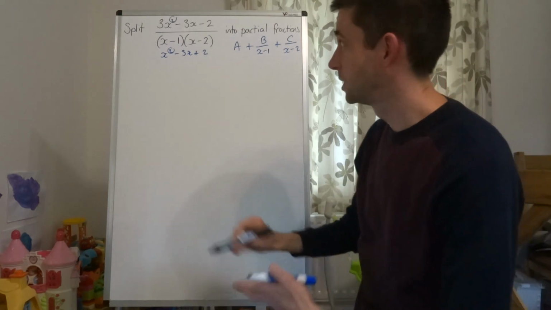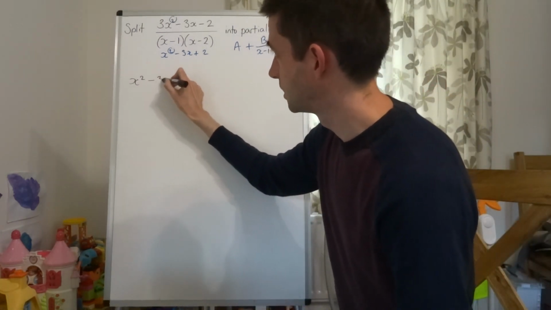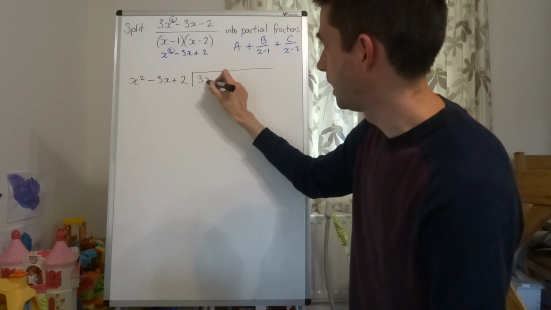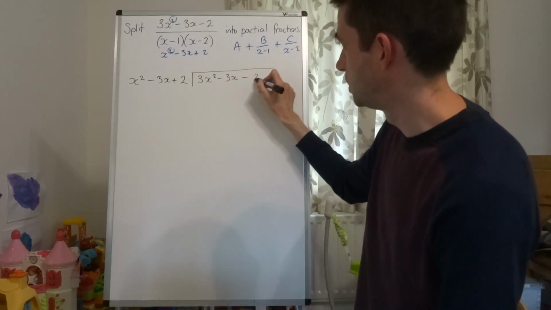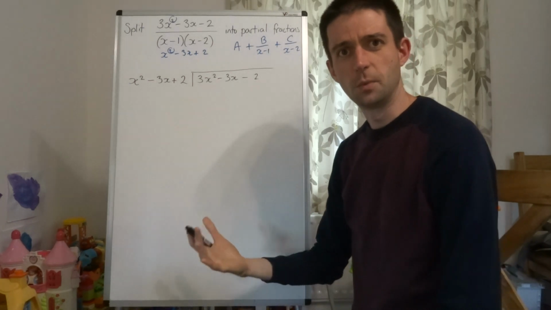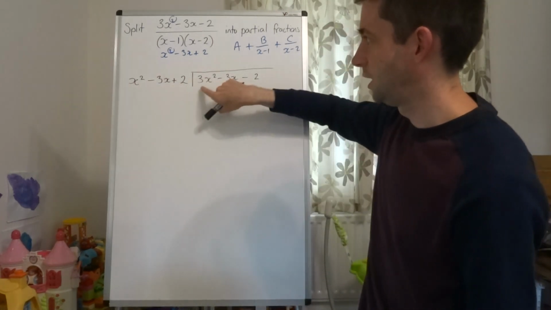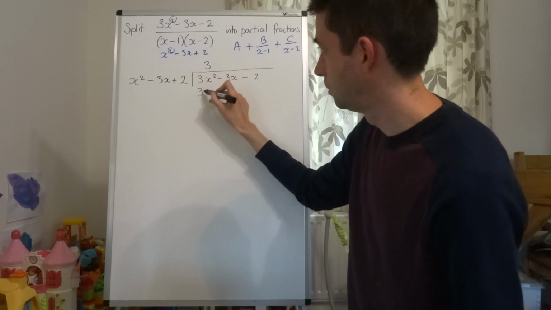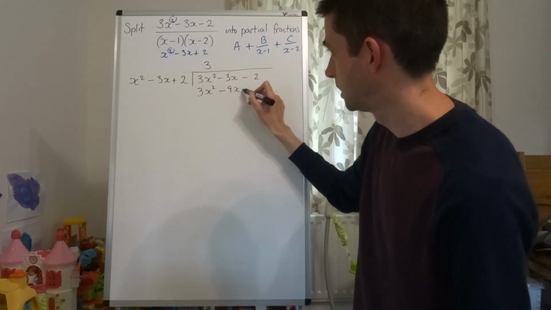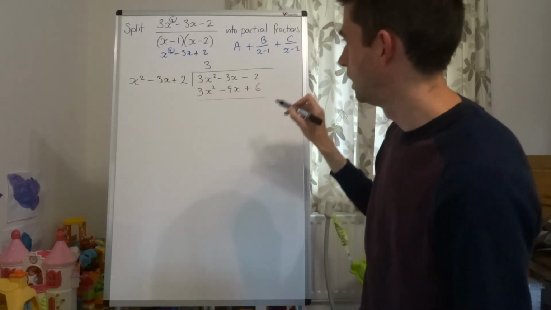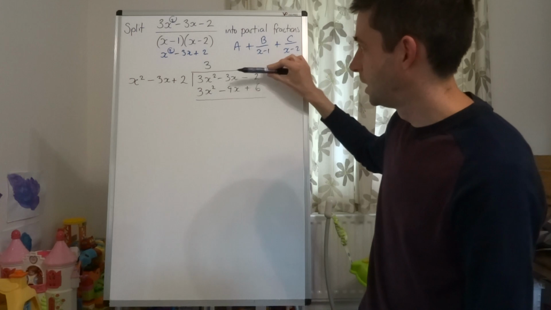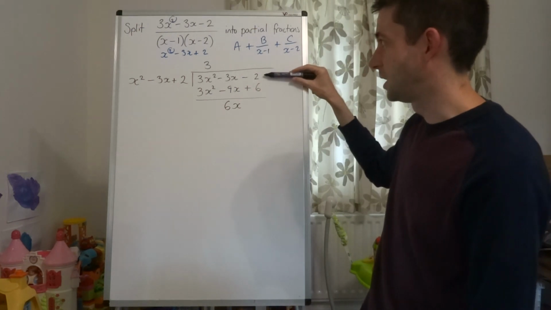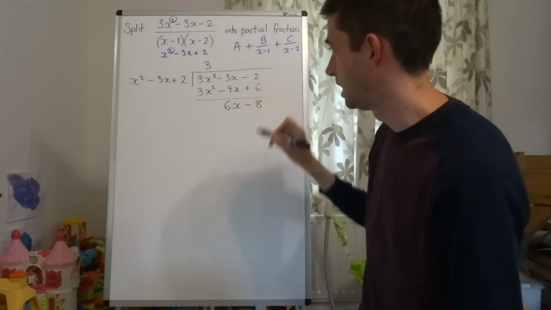I've already expanded this out, so let's put x squared minus 3x plus 2 on the outside of my division bus stop, 3x squared minus 3x minus 2 on the inside, and do algebraic division as we would usually do. So x squared into 3x squared goes 3, multiplied back by the divisor, 3x squared minus 9x plus 6. Draw in the line and subtract to find the remainder. Negative 3x take away negative 9x, positive 6x, and then negative 2 take away 6 is negative 8.